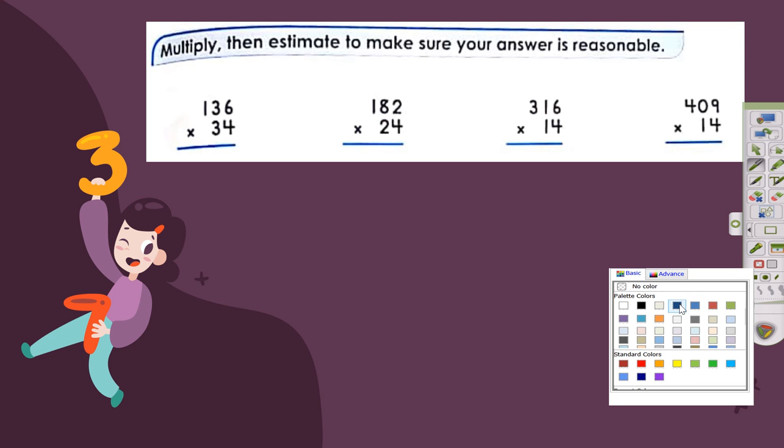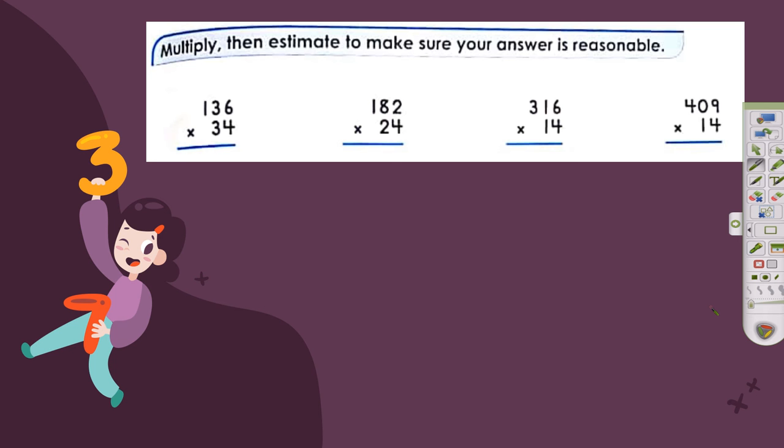Let's change the color. Okay, let's go. 316 times 14. As you know, you start to multiply the ones, which is 4, by 6. Then 4 times 1. Then 4 times 3. Okay? 4 times 6 equals 24. So we write 4 here and 2 in the top. And this one we call regroup the number. Okay? Regroup the number, that means to put numbers in the top.